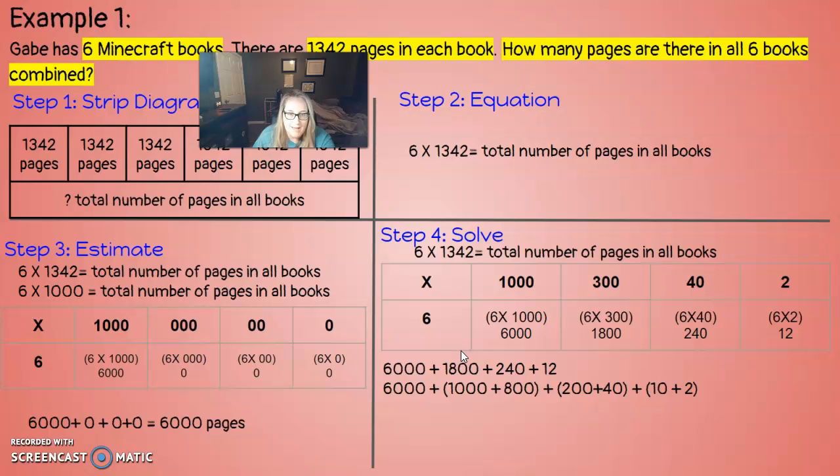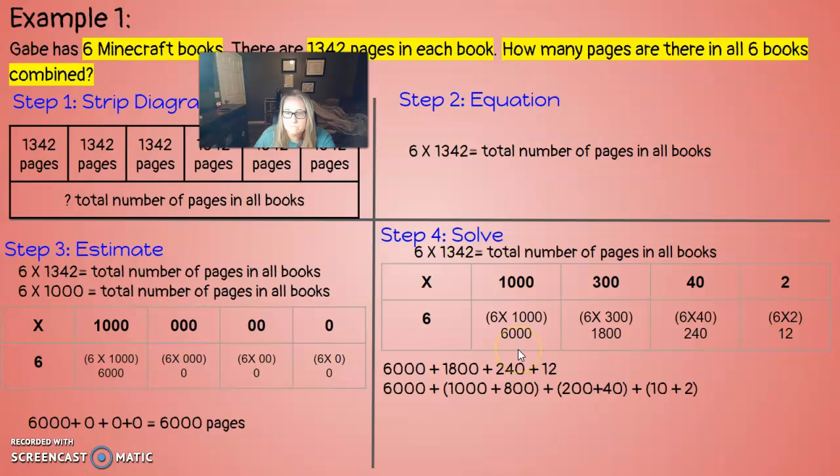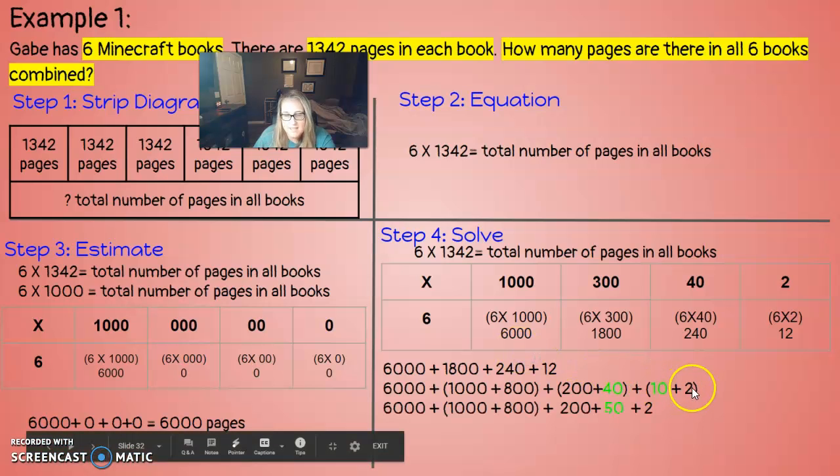Now remember, I like to break it into expanded form because that helps me to group things together. So you can see that I did that. So 6,000 plus 1,800, there's that 1,800 right there, plus 240, there's that 240, plus 12, which is right there. I'm going to start with my smallest place value. Well, I don't have any ones to add, so the 2 is going to stay by itself, so then I move to my tens place. I'm going to add 10 plus 40. I know that 10 plus 40 is 50, so I write that down here.